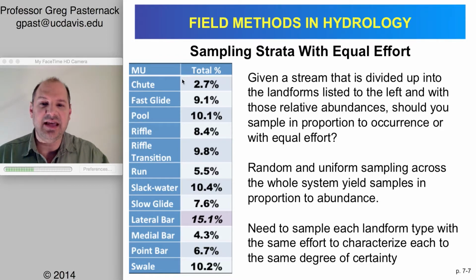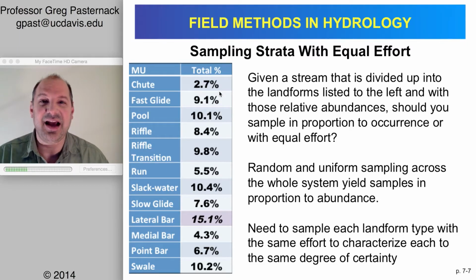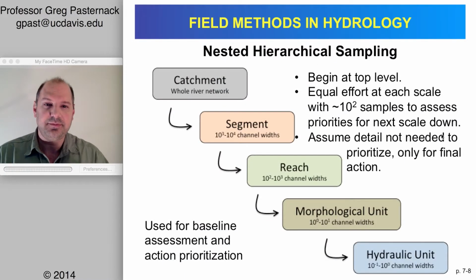And if that means that there's a lot of sampling in a relatively small area of chute, and remember, this is still 37 kilometers of river, so it's still not an inconsequential area, but then so be it. We have those 10 samples. We don't need to dramatically oversample lateral bar, swale, pool, slack water, just so that we can get an adequate representation of chute. If we mindfully stratify with equal effort, we can solve the problem.